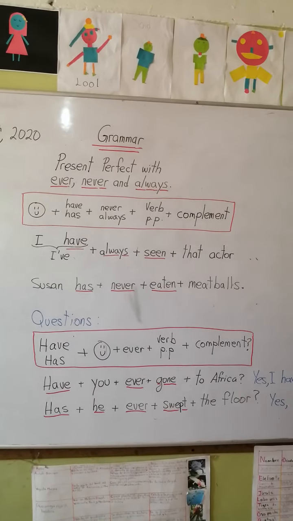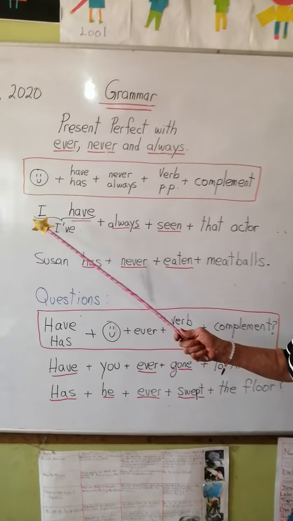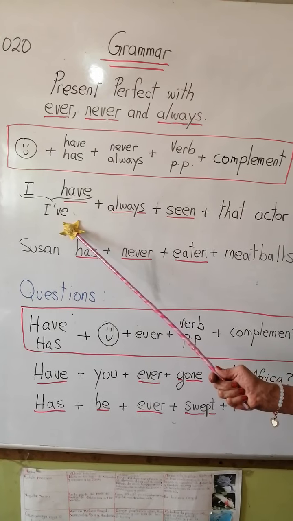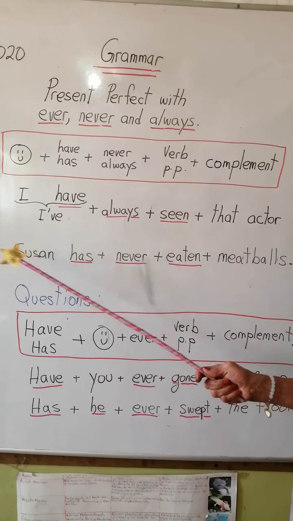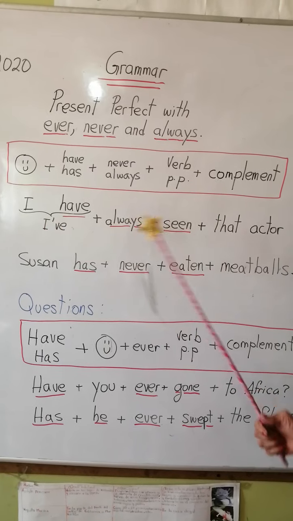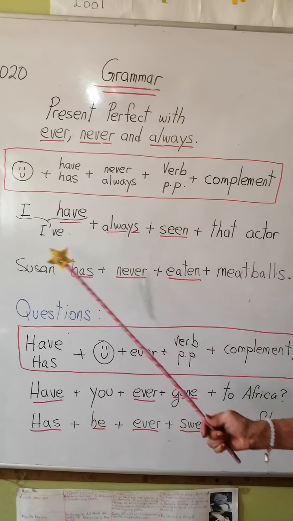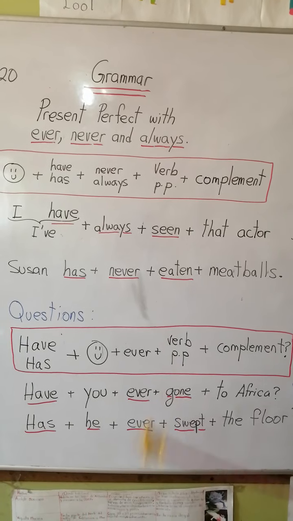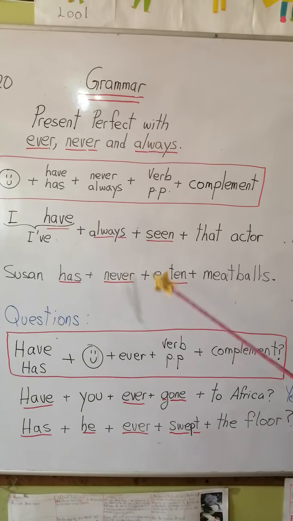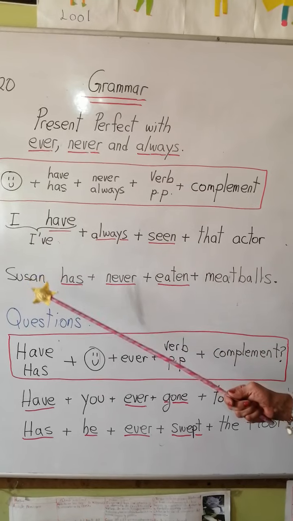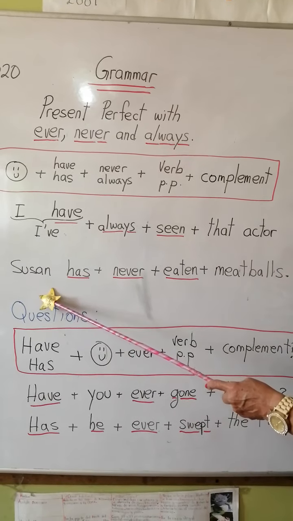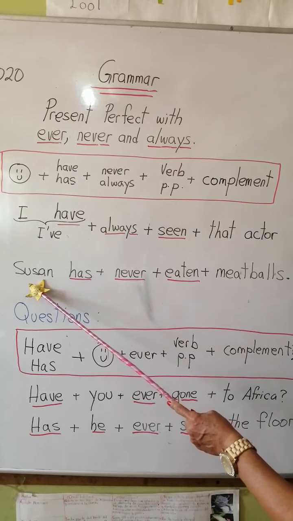Okay, so you can put, instead of I have, I've. You can use the contraction. For example, you can say, I have always seen that actor, or I've always seen that actor. Now, the second exercise, instead of have, we are going to use has. Pay attention, because Susan is she, for that reason.